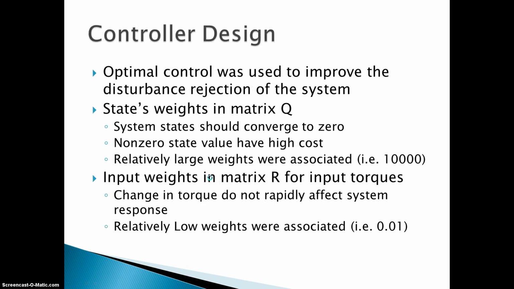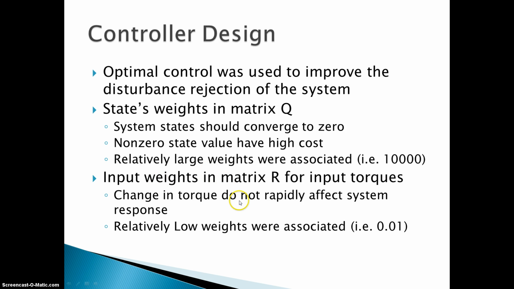So that's what caused us to try to come up with better controllers, using optimal control techniques to improve our disturbance rejection. As we know, optimal control has these weight matrices Q and R for our states and our inputs. For the states, any non-zero value has high cost, because we want to converge to 0. Therefore, the associated weights are high, around 10,000.